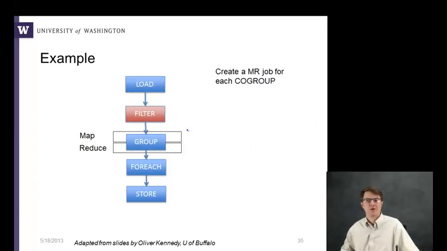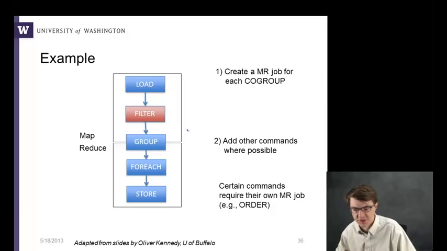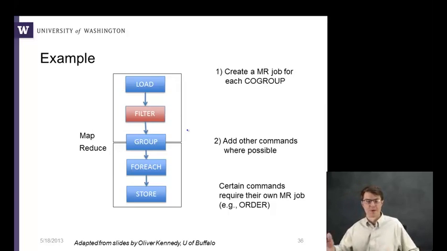Fine. So we're not done. We now have to map this abstract execution plan down into a sequence of MapReduce jobs. And so the way it does this is it first identifies all the group and co-group operators in the plan and assigns an individual MapReduce job to each one of those operators. And then incrementally what it's going to try to do is walk forward and backward and put as much work as it can into the same MapReduce job.